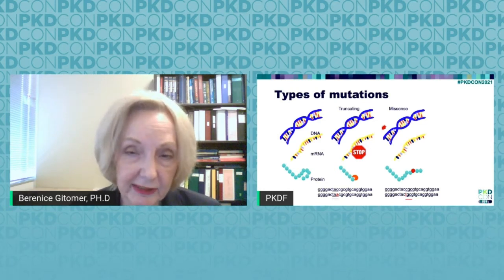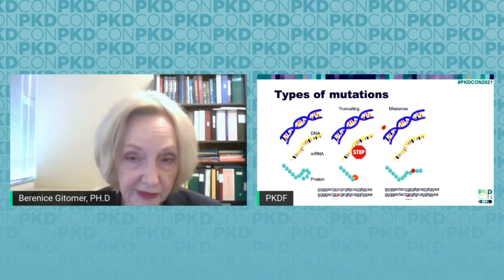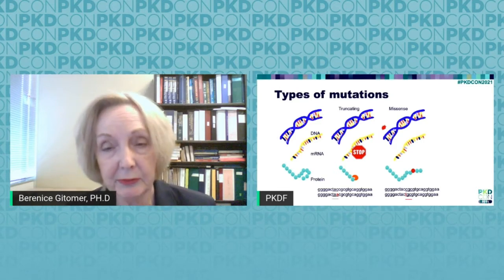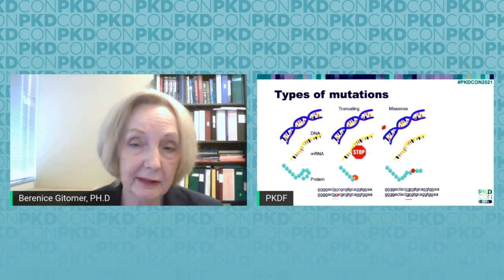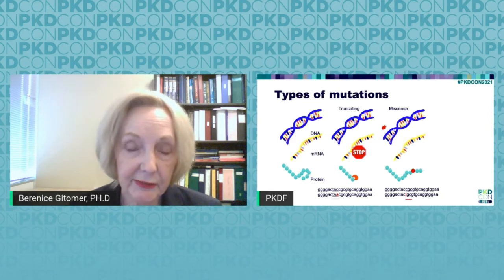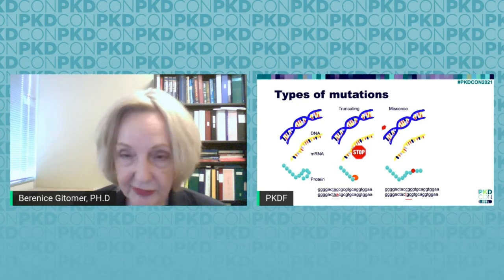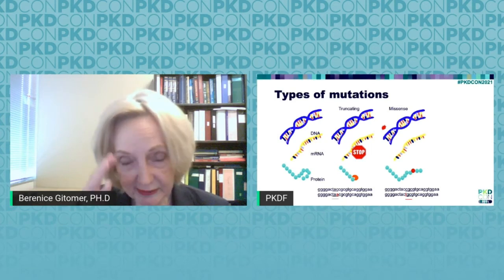So in this case, the whole protein can be made, but the shape of the protein may be affected. Also, depending on the region of the protein where that mutation or the swapped amino acid occurs, it can affect a crucial function of the polycystin proteins or the fibrocystin protein, resulting in it being unable to carry out its normal function. So sometimes truncating mutations are also called null mutations. Next slide, please.